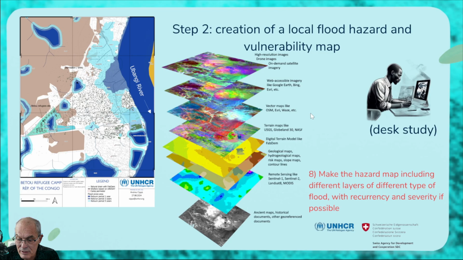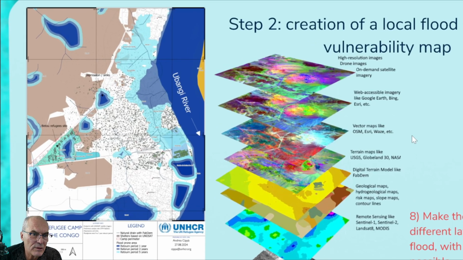Again, I repeat for the fifth time, this is pure theory. I didn't go out of my office, but I start to have a feeling of what could happen. And this is, for example, the flood hazard map of Bentiu, Congo. True, not true, I don't know, but I will know it once I go to the field.